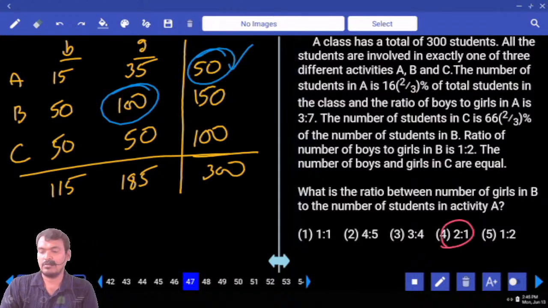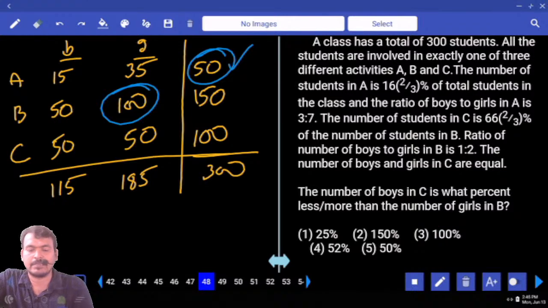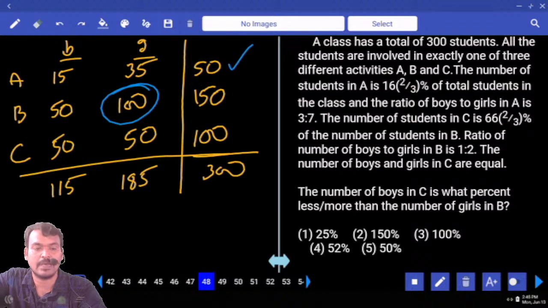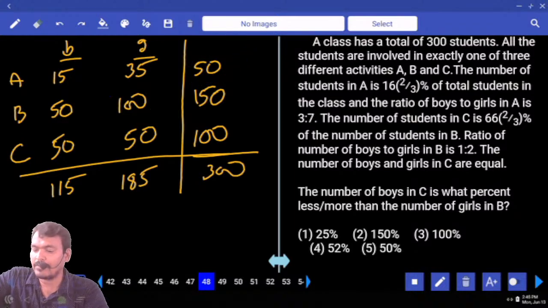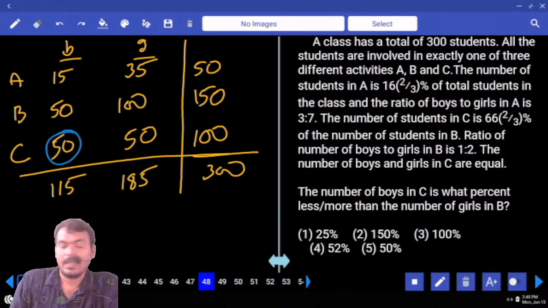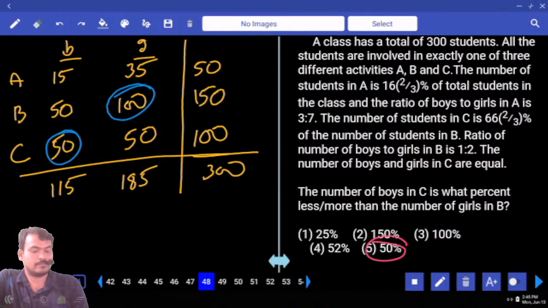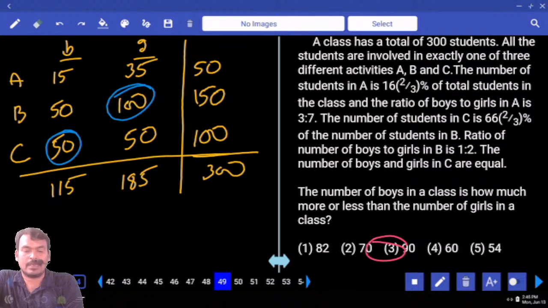2:1. Which option? Fourth one. Ratio means 100:50 or not? It is 2:1. Next 48. The number of boys in C is what percent less or more than the number of girls in B? Boys in C means how many members? 50. Girls in B means 100. How many members are less? 50 less. How much percent are less? 50% less or more? Less. Which option? Fifth option.